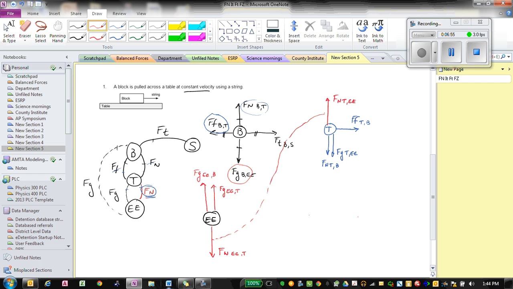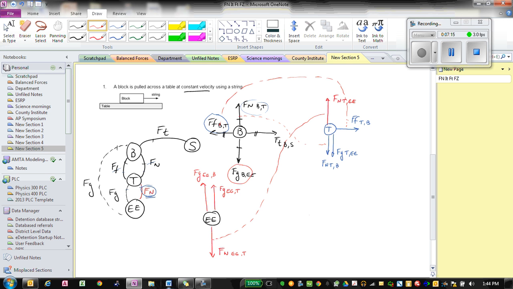Like these two are linked through a third law interaction. You can see the subscripts are just reversed, and it's the same interaction. And then these two are linked through a third law pair.